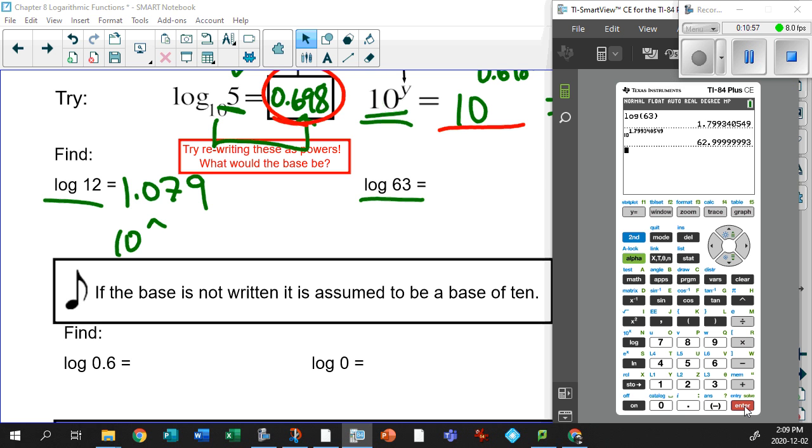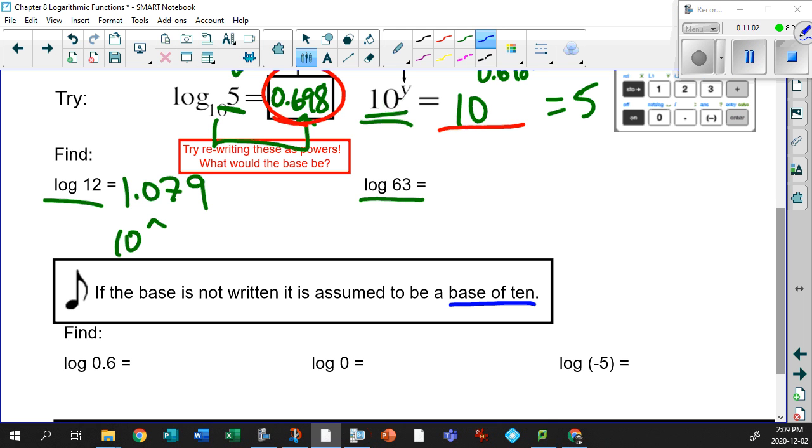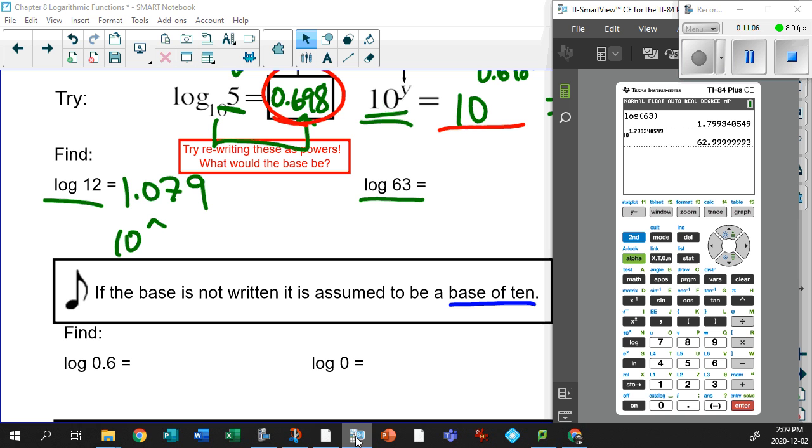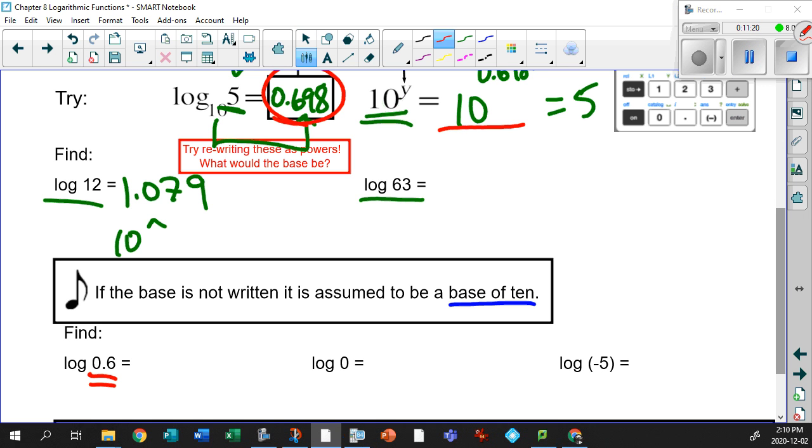What if the base is not written? It's assumed, of course, to be a base of 10, common logarithms. So let's look at all of these common logarithms here. Let's do the log of 0.6. This should be interesting. Notice that gives you a negative number. Why is it a negative number? Because remember what 0.6 was. 0.6 was 6/10. It's now a fraction. Fractions end up becoming negative numbers.